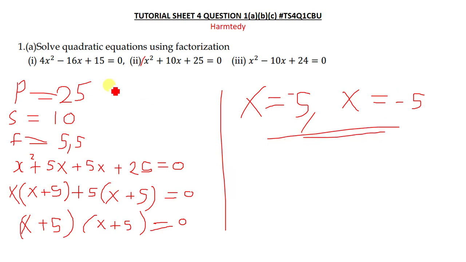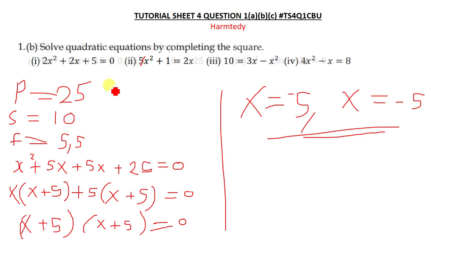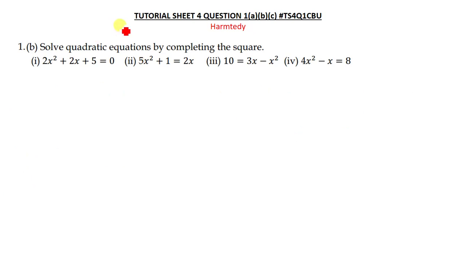So this is how simple solving equations by factorization methods is. So let's quickly move on to B. B is saying solve the quadratic equation by completing the square method. When you're solving such equations, it's important for you to know how to factorize, and you should concentrate on this one. Most people miss it.